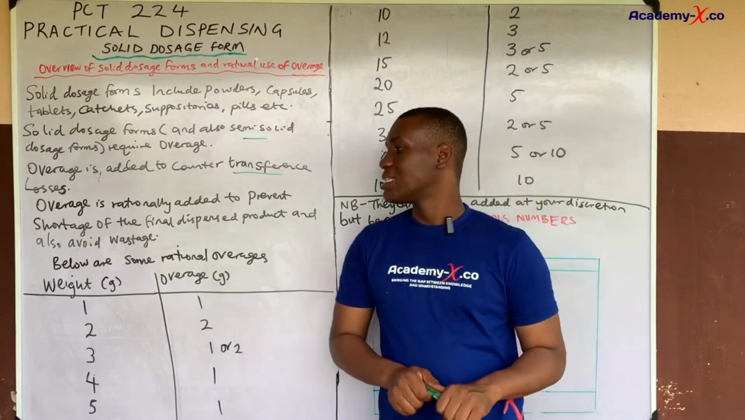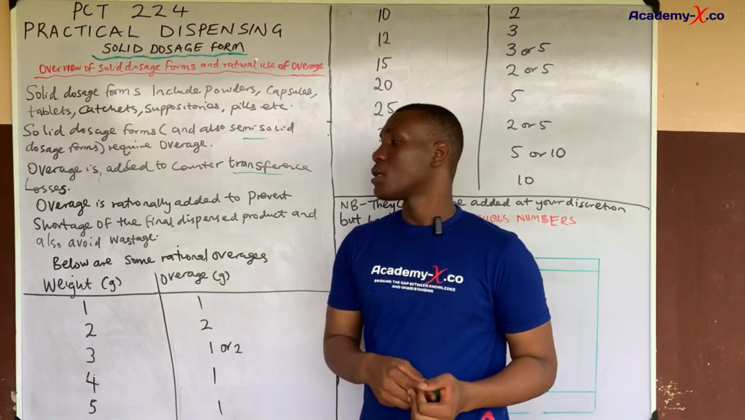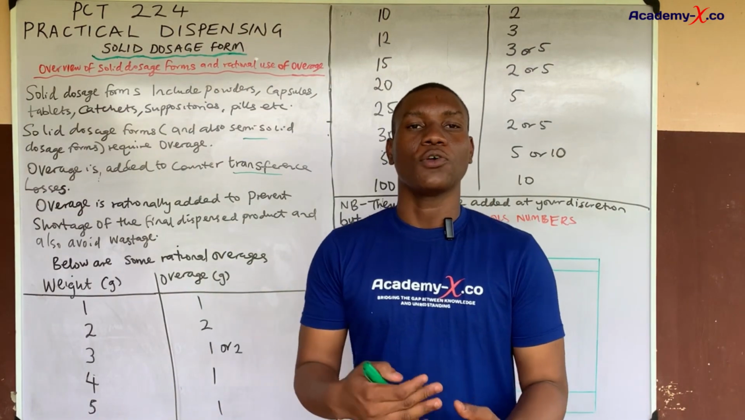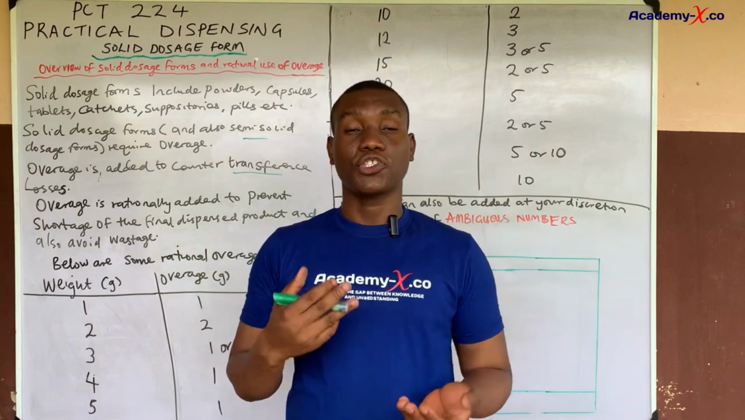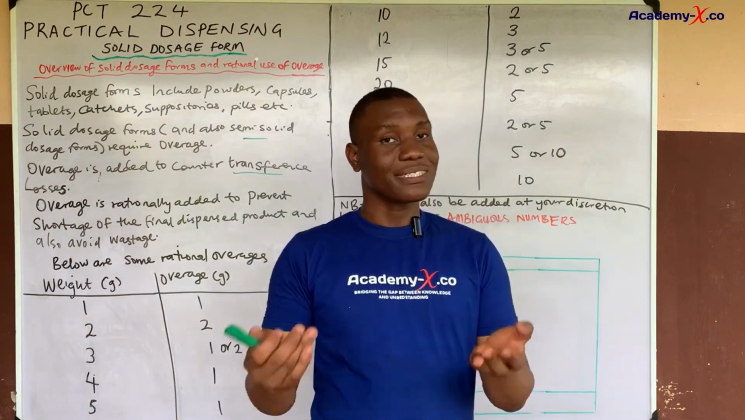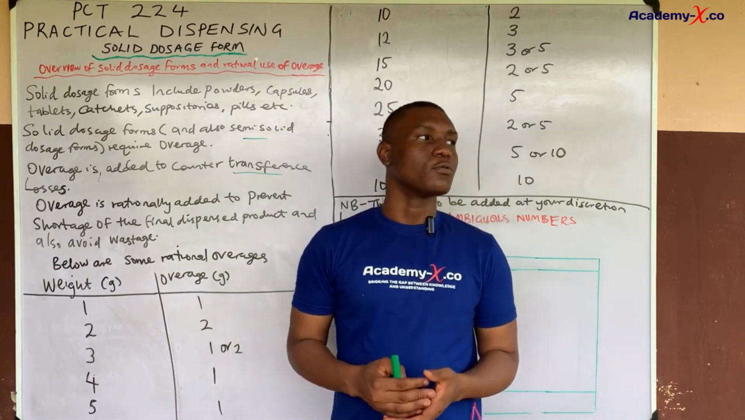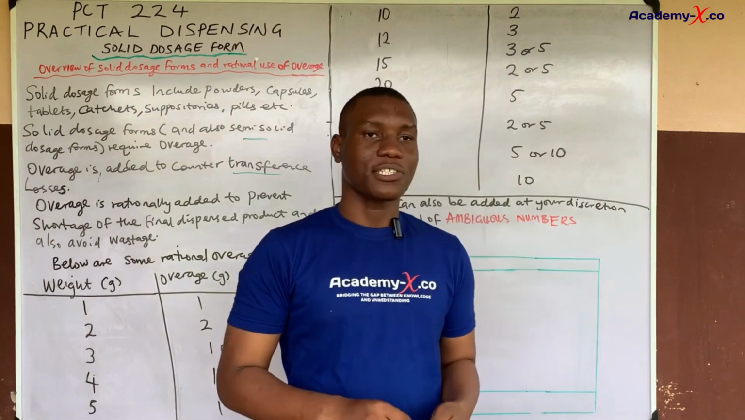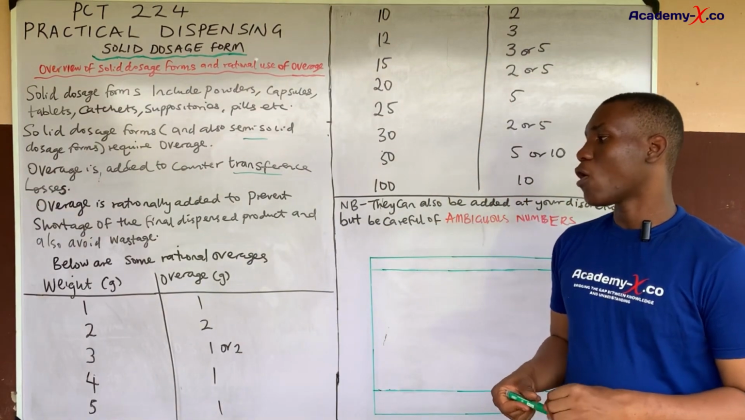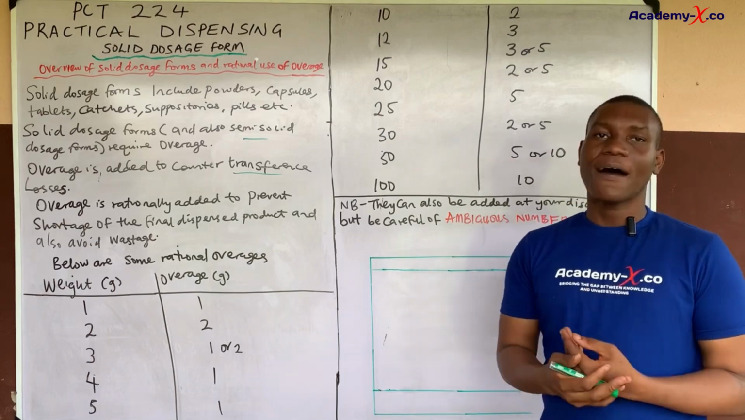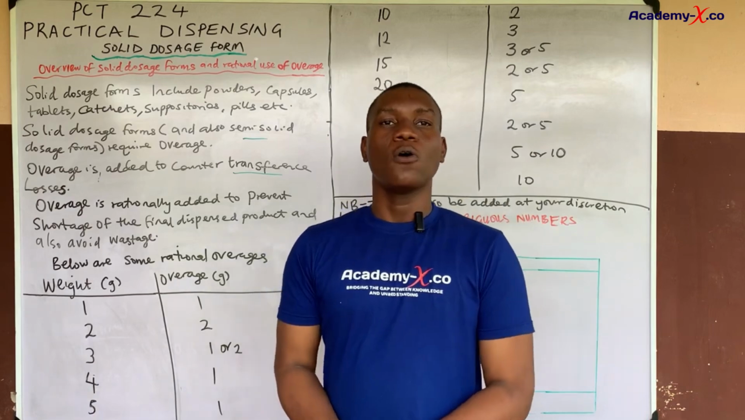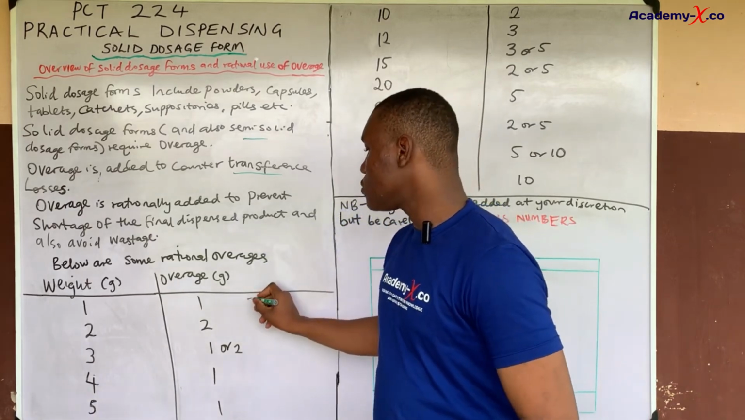You rationally add overage to prevent shortage, because if you add overage that is not enough, your dispensed products may fall short, and if you add too much overage it may lead to wastage. I know what it means economically. So let us look at some rational overages that can be added to some weights. So 1 gram of a dispensed product may require 1 gram of overage to give us 2 gram.